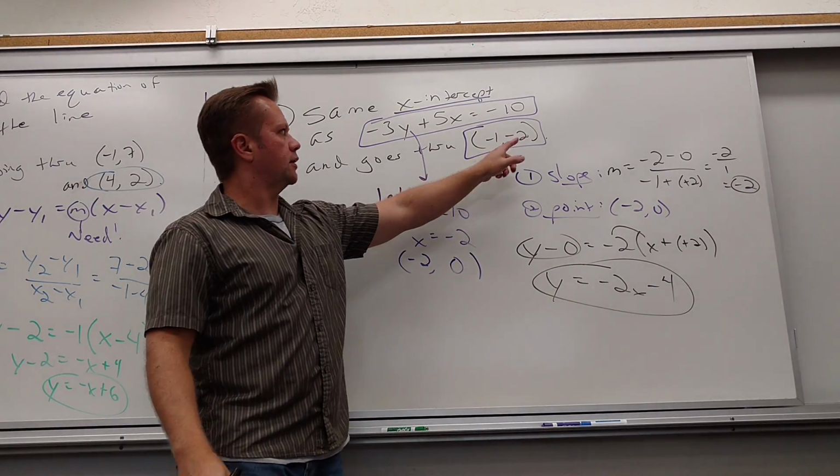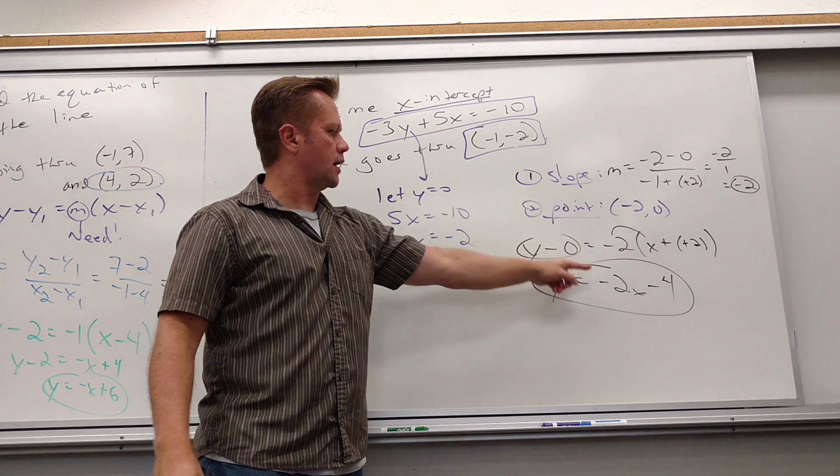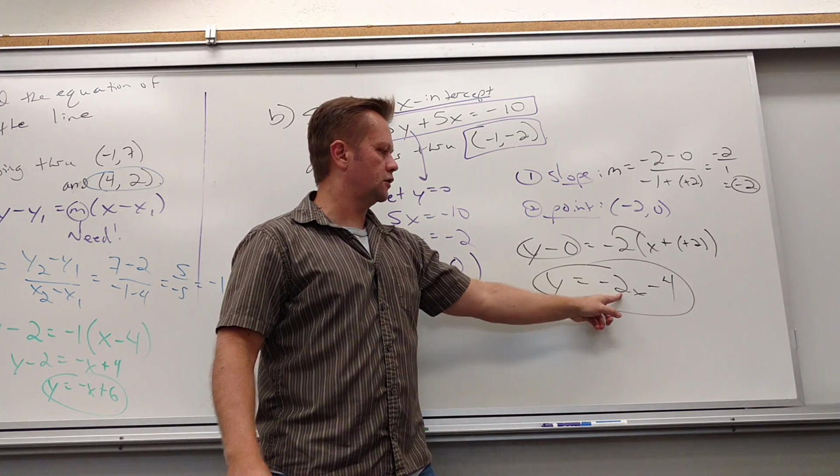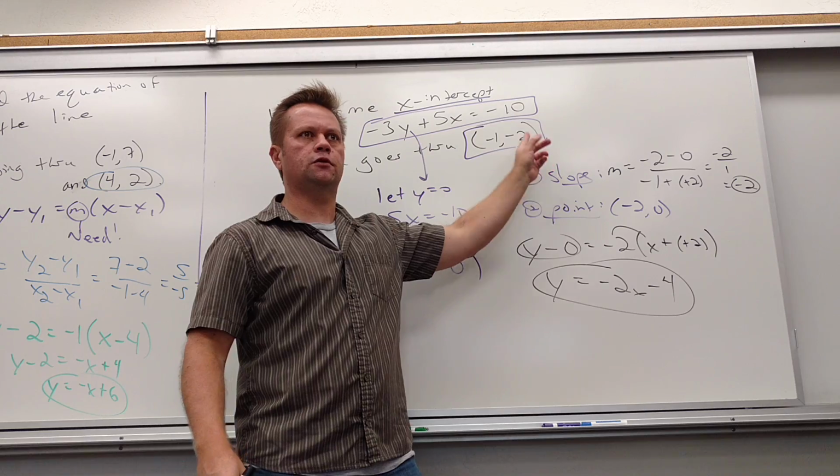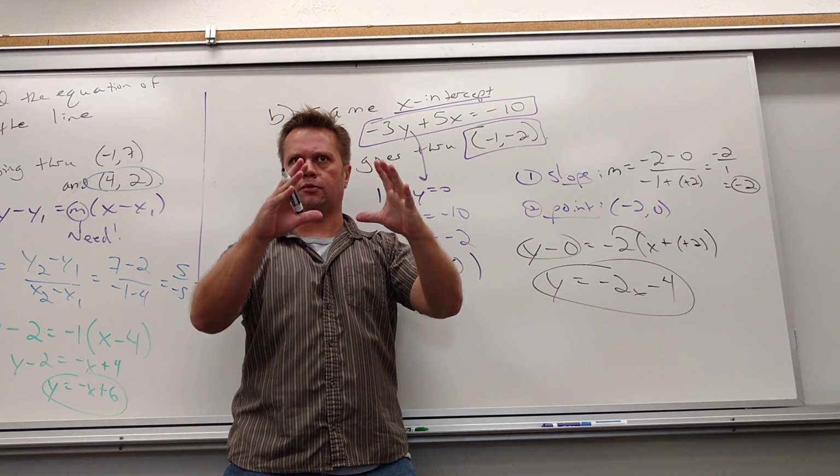And again, how do I check that? I use the point that I didn't use to create it. I use that in here. Negative 1 times negative 2 is 2. Minus 4 is negative 2. It works. It actually has that point.